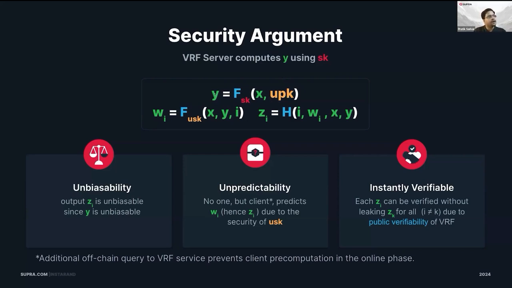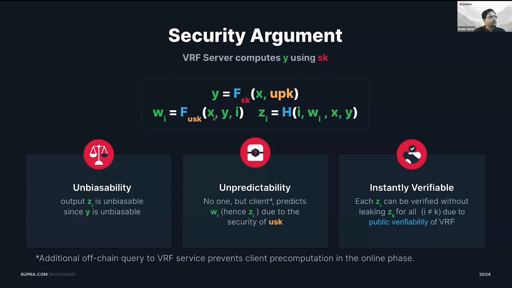This Y cannot be biased. Y is computed from X and UPK using SK, and it's random because we use a random oracle. That's why the final output ZI is unbiasable. Now to argue unpredictability, no one but the client or the user can predict what WI is. As a result, no one can predict what ZI is, and this is because of the security of USK, because no one can compute WI.